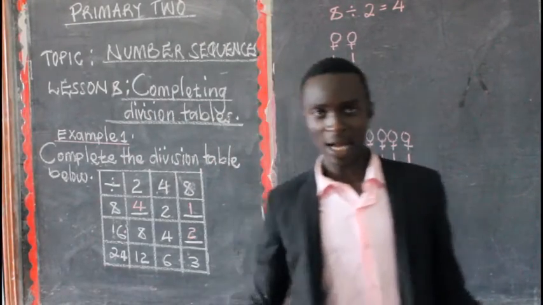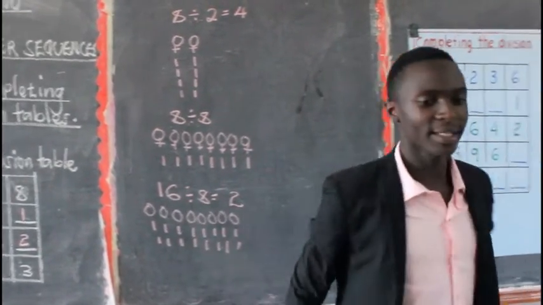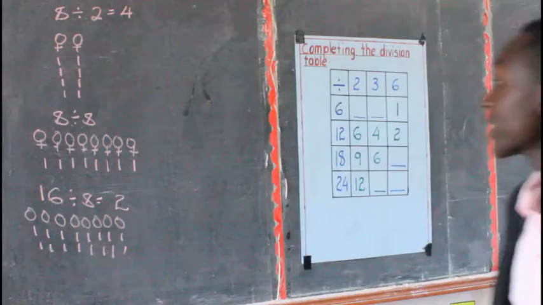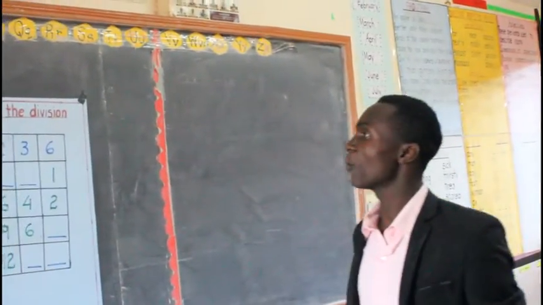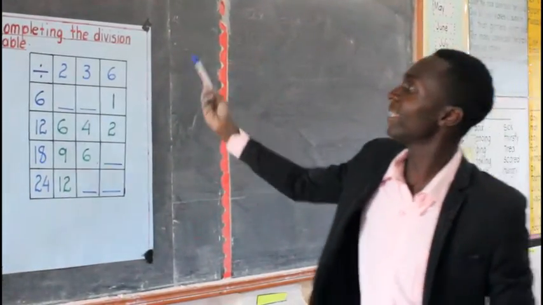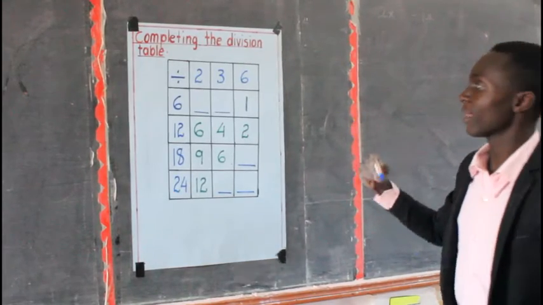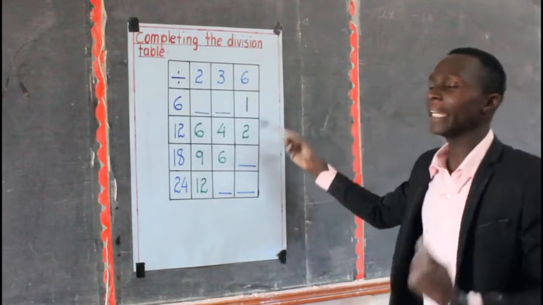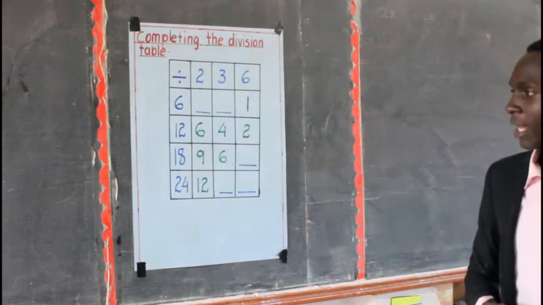Let us look at our example 2. Our example 2 is saying completing division table. Of course, here the question will say complete the division table below, or complete or fill in the spaces provided in the table.